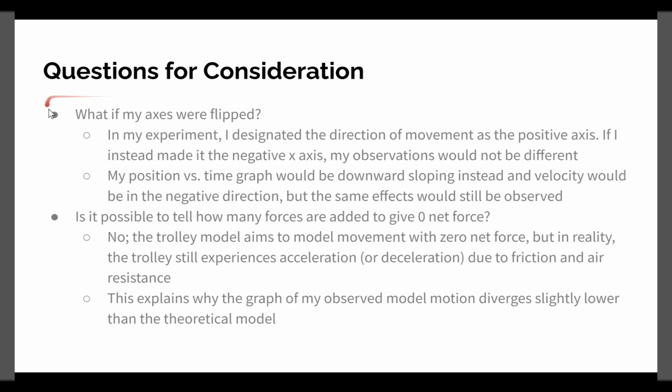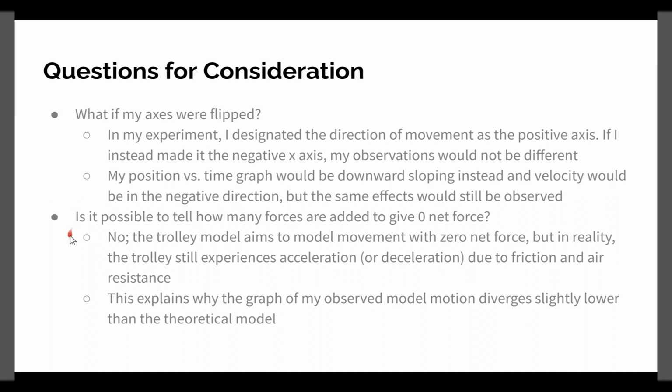I chose my axes to be in the positive x direction in this case, but if I were to flip that and make it the negative x-axis instead, my position versus time graph would be downward sloping and velocity would be in the negative direction. But the same effects would still be observed because the magnitude of my position and the magnitude of my velocity would still be the same.